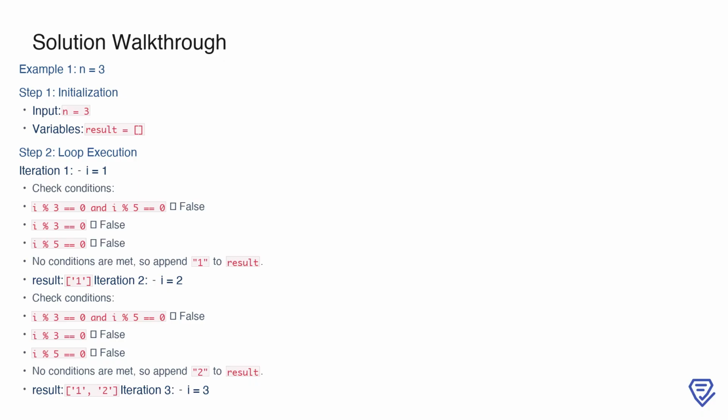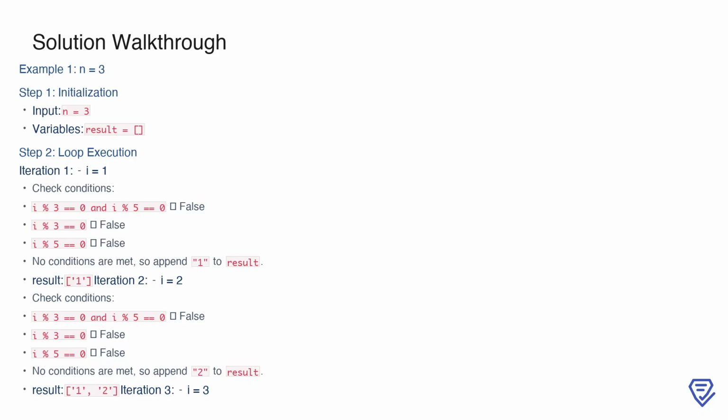To solve the FizzBuzz problem, we start with an example where the input n is 3. First, we initialize an empty list called result to store our output. Then, we begin a loop that iterates from 1 to n. For the first iteration, where i equals 1, we check 3 conditions, whether i is divisible by both 3 and 5, by 3 alone, or by 5 alone. Since none of these conditions are true for i equals 1, we append the string representation of the number, which is 1, to our result list.